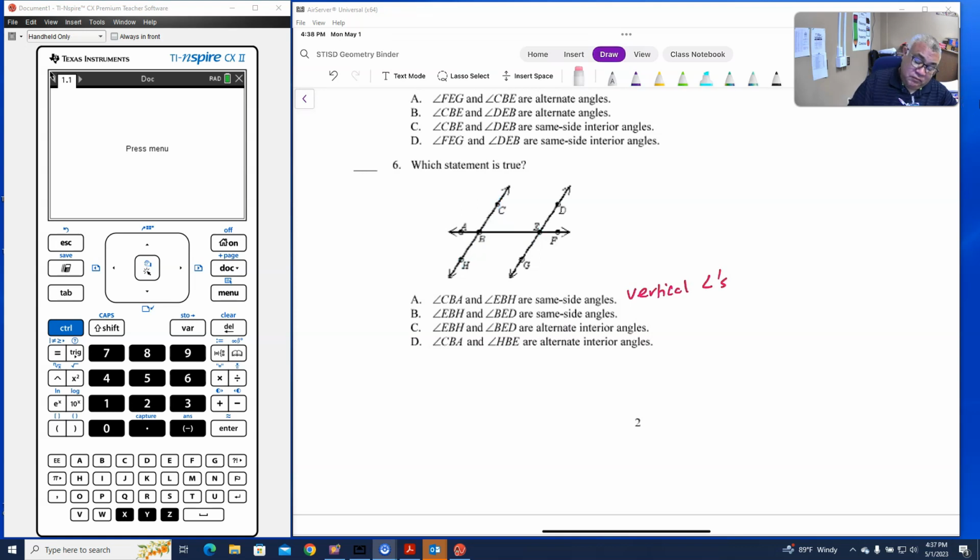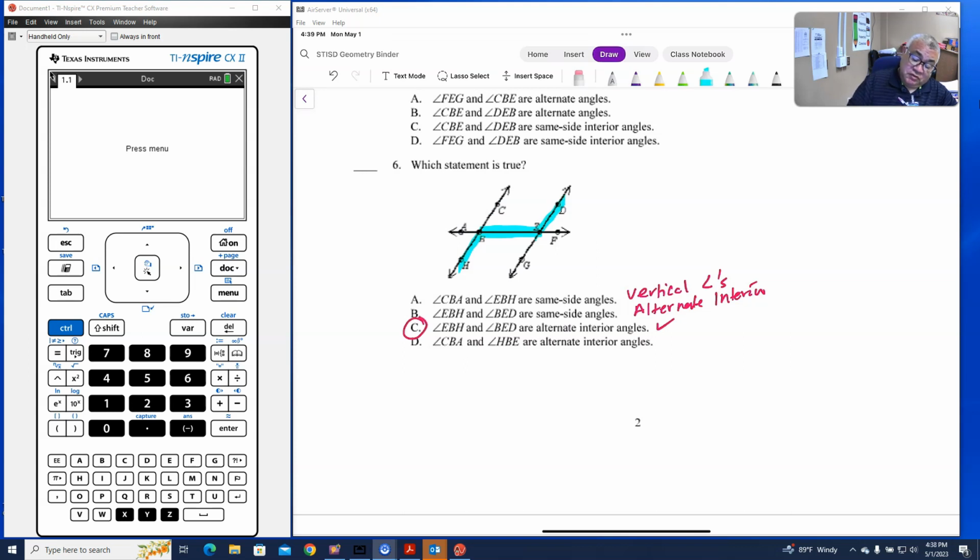Okay, EBH, and BED are not same-sided angles. Those are alternate interior angles. EBH and BED are alternate interior angles. I just finished saying that. So I'm assuming that the answer is C.